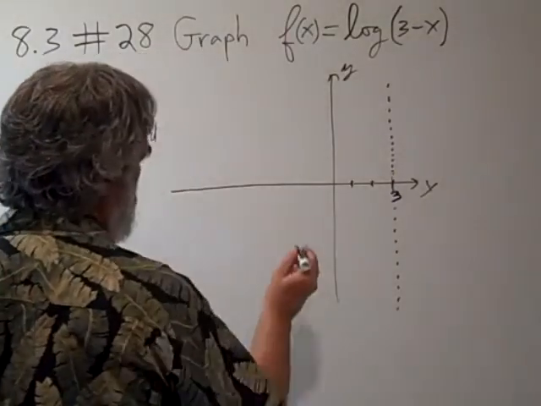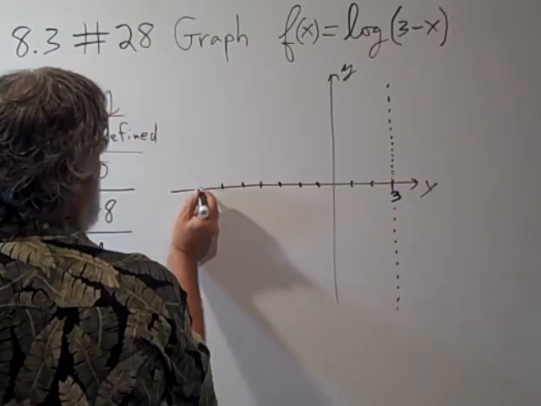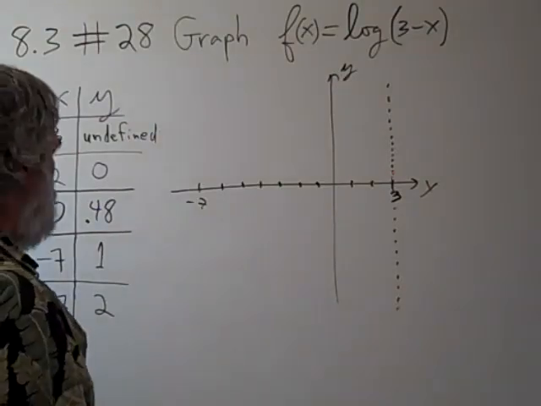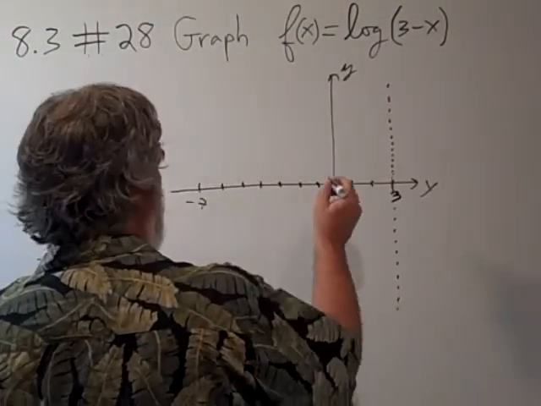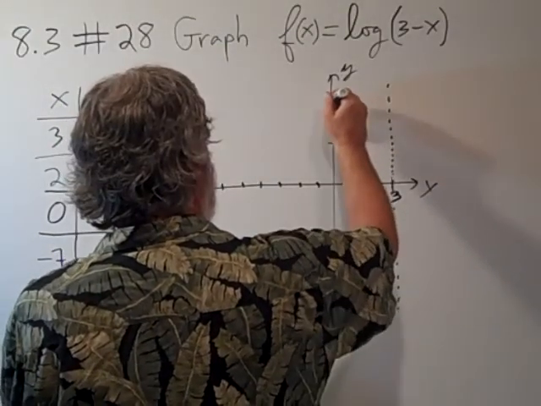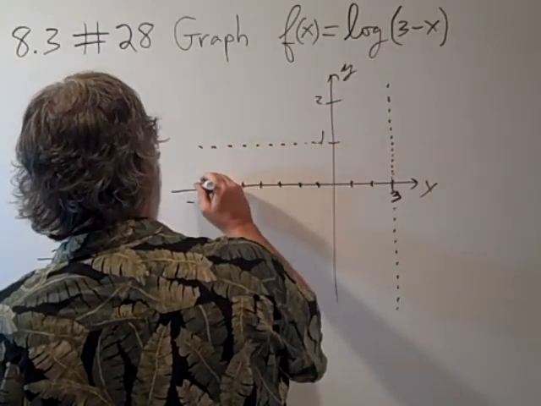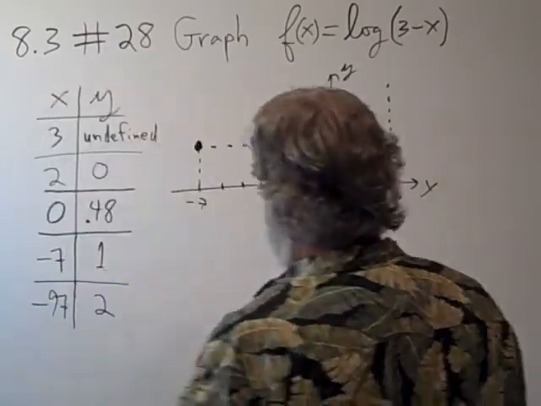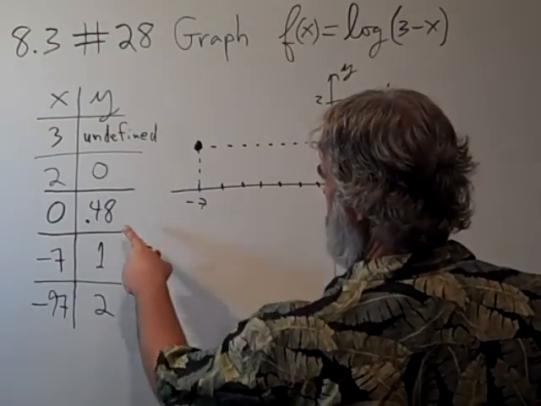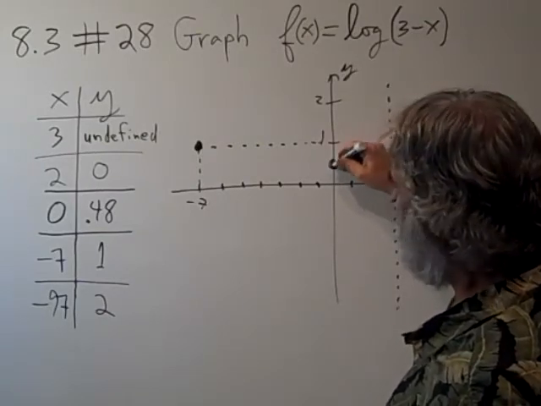Then on the negative side, let's go negative 1, negative 2, negative 3, negative 4, negative 5, negative 6, negative 7. That's enough. We're not going to go to negative 97. So at negative 7, we have to go to a height of 1. Well, let's let this be 1, and this is 2. So we end up at negative 7 up 1, and then at 0 we're at 0.48, so the y-intercept is about a half here.